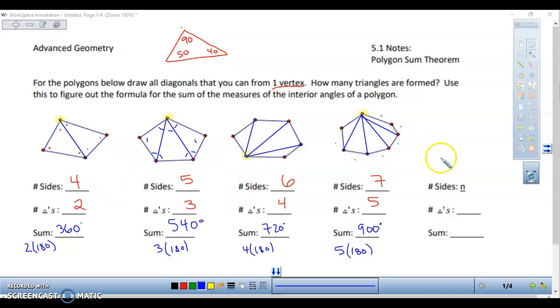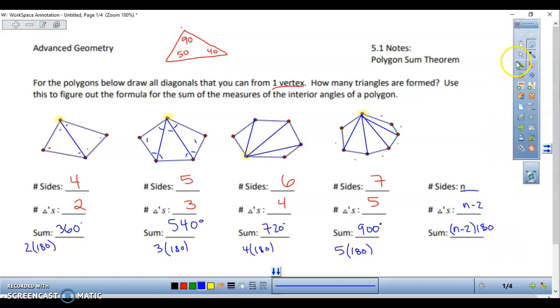The pattern is if you start off with only the sides, so some polygon that has n sides, some unknown number of sides, we're going to use n to represent the number of sides in our formula. Notice the pattern. I took the number of sides, I subtracted 2. That's how many triangles there were. And then I took those number of triangles and I multiplied that by 180 because that's the sum of the degrees inside of each triangle. So if there are n sides, there would be n minus 2 triangles. And then therefore, the sum of all the angles inside of that polygon would be n minus 2, the number of triangles I could create, times 180 degrees.